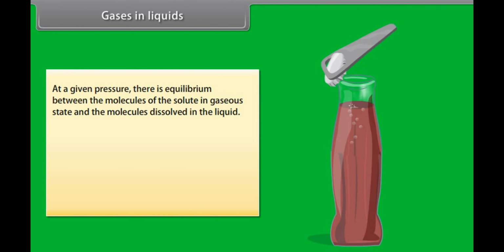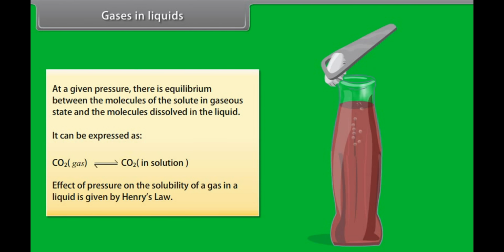At a given pressure, there is equilibrium between the molecules of the solute in gaseous state and the molecules dissolved in the liquid. It can be expressed as follows. The effect of pressure on the solubility of a gas in a liquid is given by Henry's law.